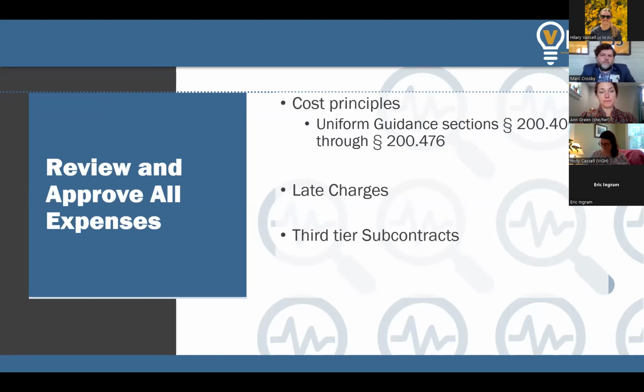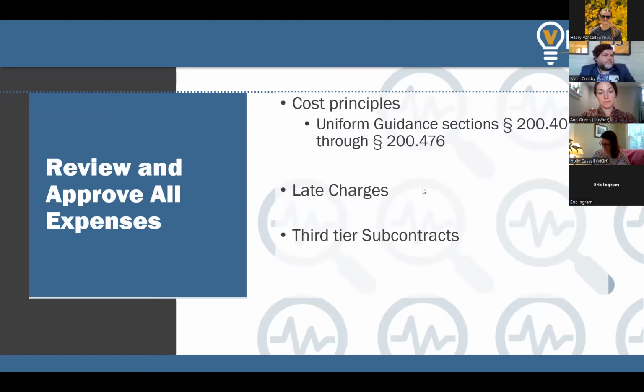And of course, I know you all have more than just U.S. federal funds. So for the ones that aren't U.S. federally funded, again, it's really knowing the sponsors, their own cost principles, what's allowable based on the contract or grant.